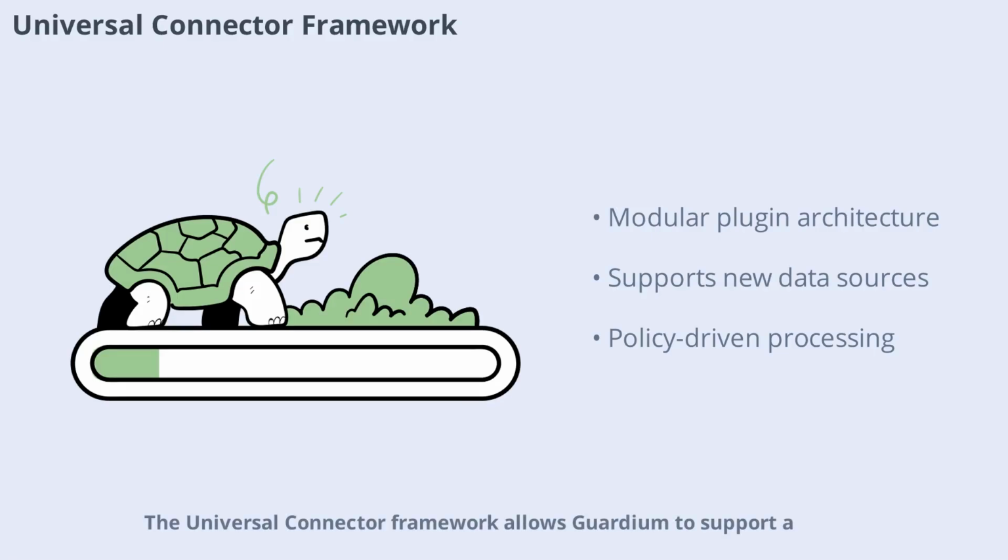The Universal Connector Framework allows Guardium to support a wide variety of data sources through input and output plugins. These plugins filter, parse, and convert data into formats that Guardium can analyze. Policy correlation plugins further enhance this process by applying security rules to incoming data. This modular framework ensures that Guardium can adapt to new technologies and data sources as they emerge.